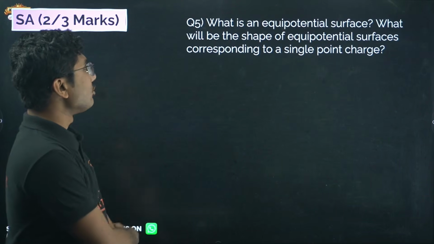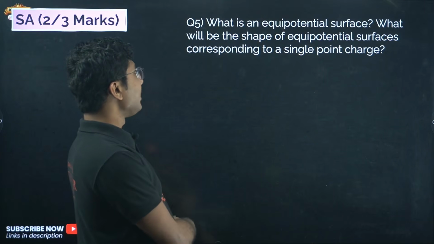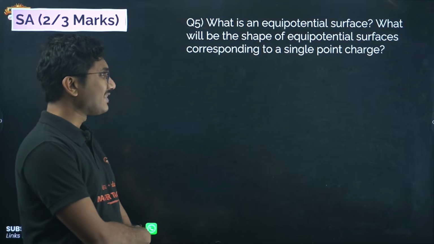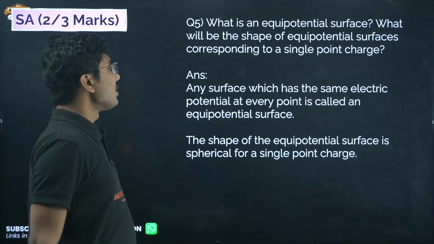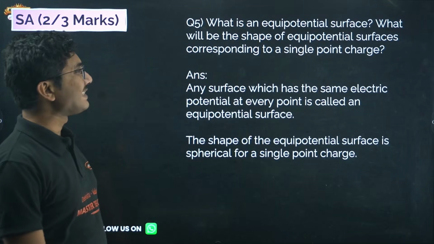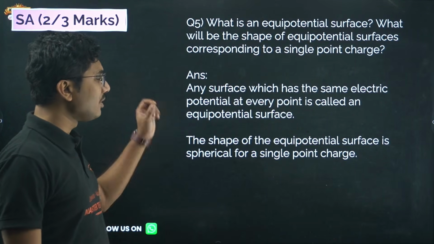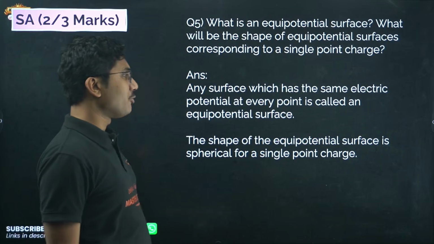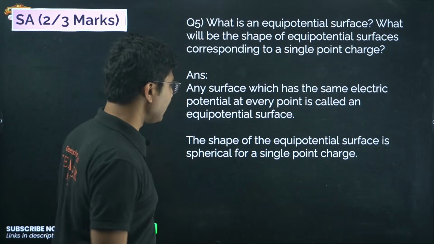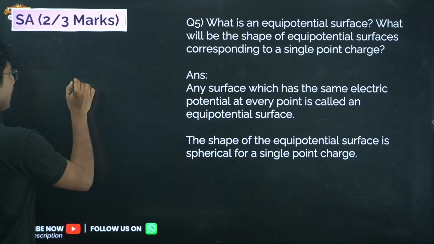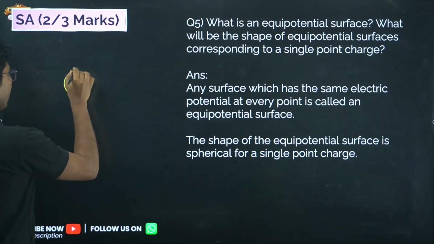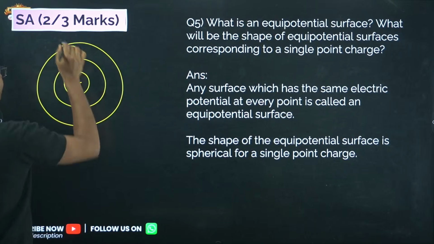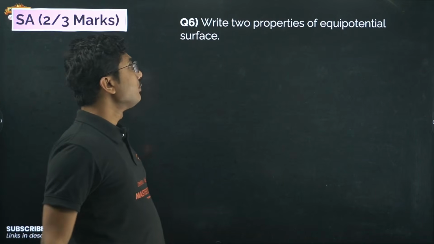Next, what is an equipotential surface? What will be the shape of the equipotential surfaces corresponding to a single point charge? So any surface which has the same electric potential at every point is called an equipotential surface. The shape of the equipotential surface is spherical for a single point charge, and this should be accompanied by a small figure where you have to draw concentric circles. Okay, now let us continue.